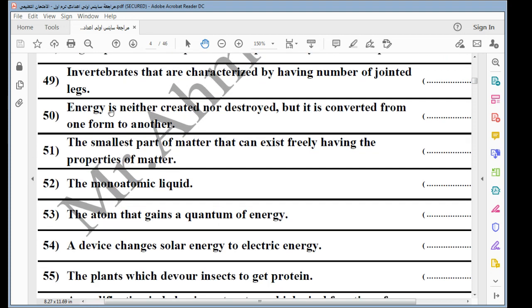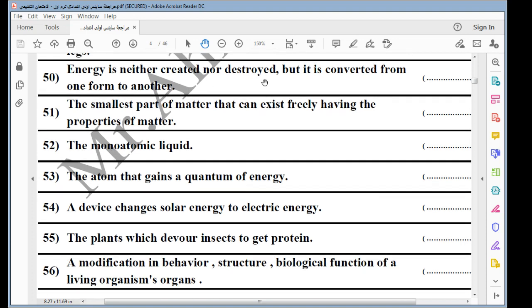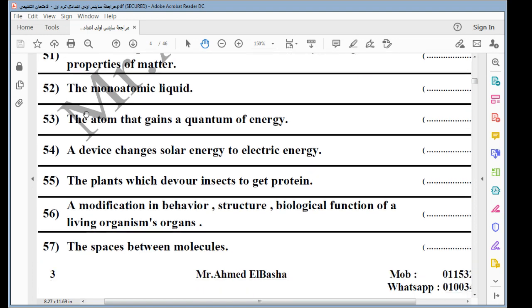50: energy is neither created nor destroyed but it is converted from one form to another. Of course, this is the conservation law of energy. 51: the smallest part of matter that can exist freely having the properties of matter. Of course, this is the molecule. 52: the monoatomic liquid. Monoatomic liquid is mercury.